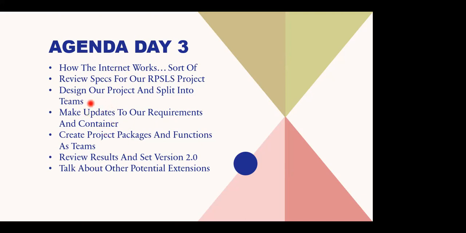We're going to do some updates and build out a container. And then we're going to start creating packages, and we'll set a version 2.0, which will do rock, paper, scissors, lizard, Spock. And I'll give people a little bit of an introduction to the Python Fast API package.